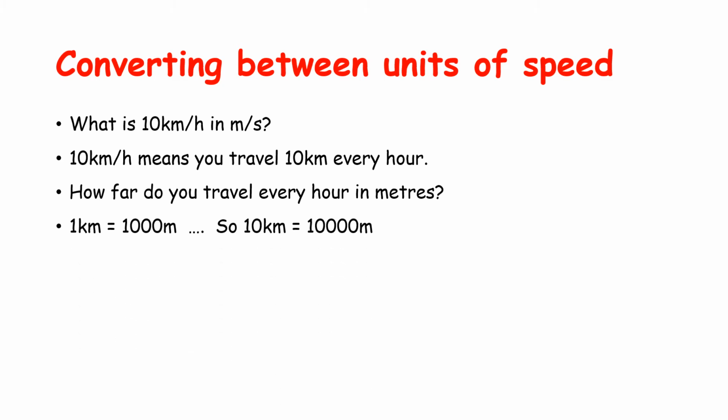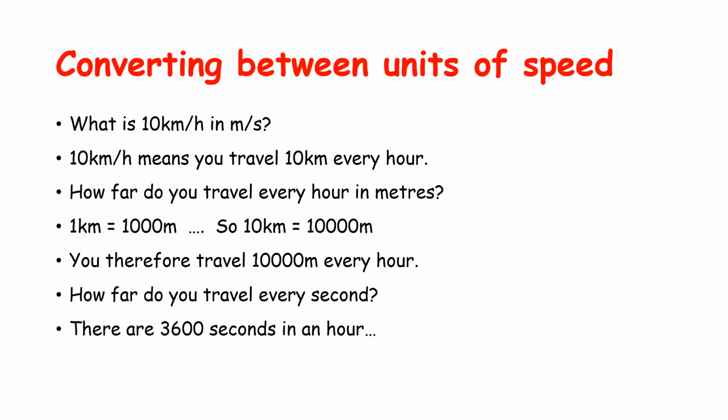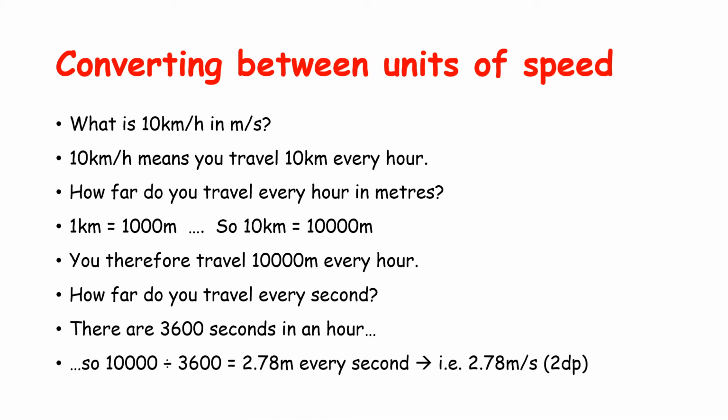We're going to travel 1,000 meters per kilometer. There's 10 kilometers, so that gives us 10,000 meters. So effectively what we're saying is we travel 10,000 meters every hour. But what about seconds? We need to understand how far we travel every second. In an hour, there are 60 minutes. In each minute, there are 60 seconds. So 60 multiplied by 60 gives me 3,600 seconds in an hour. So I travel 10,000 meters in 3,600 seconds.